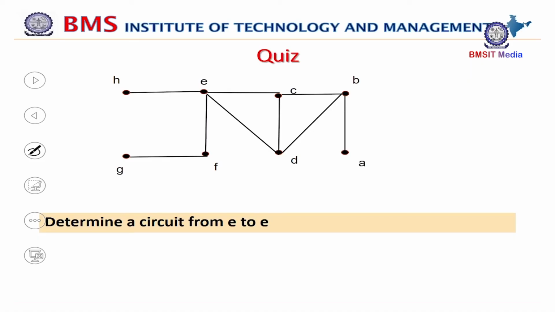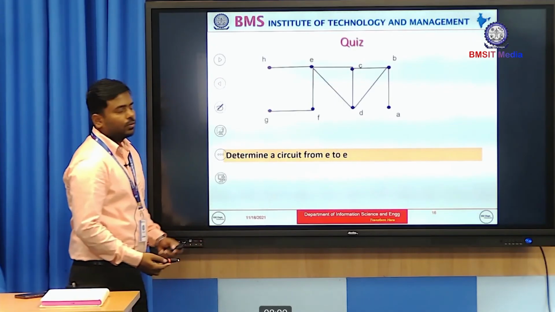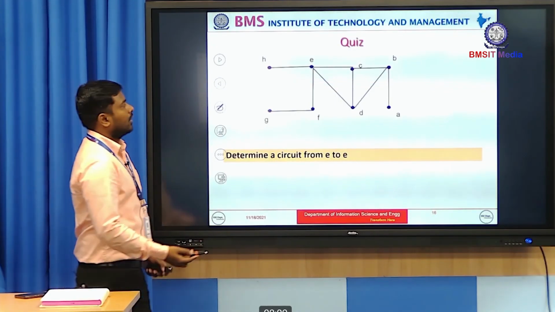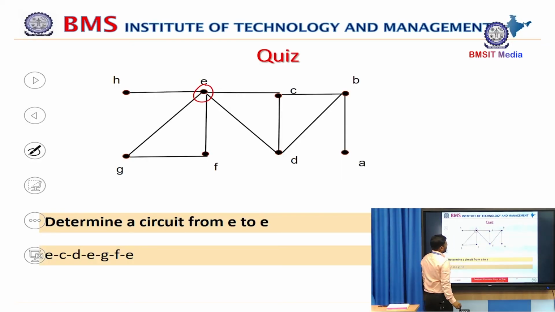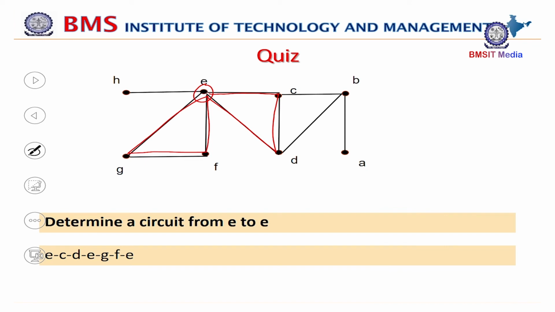Now, determine a circuit from E to E. In a circuit, no edges should be repeated, but we have to reach the same vertex E. Here is an example: E to C, C to D, then D to E, then E to G, G to F, again F to E. So, the vertices are repeated, but edges are not repeated.